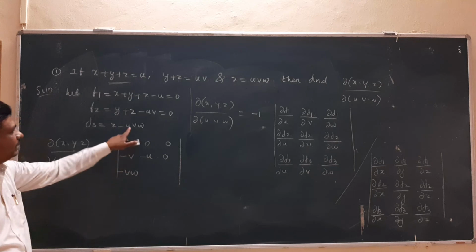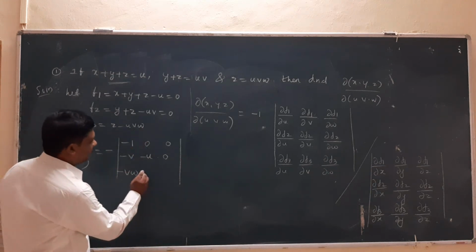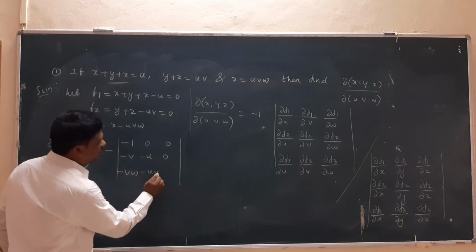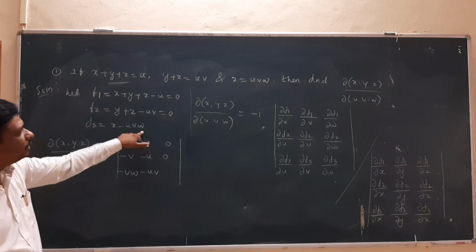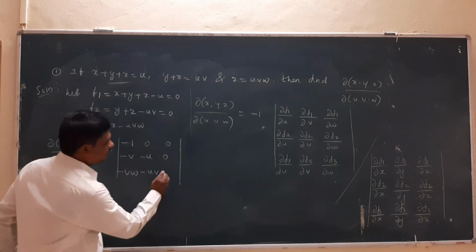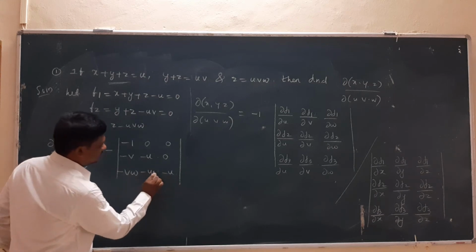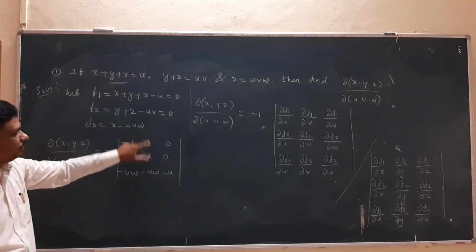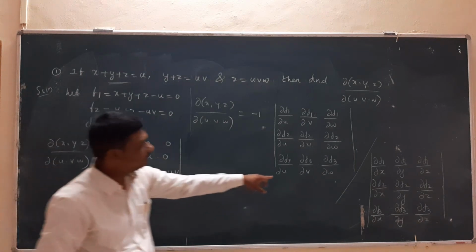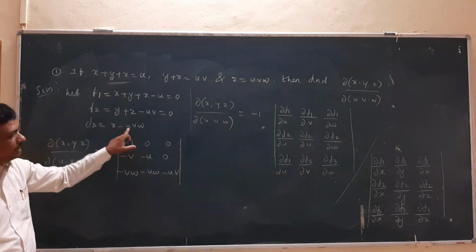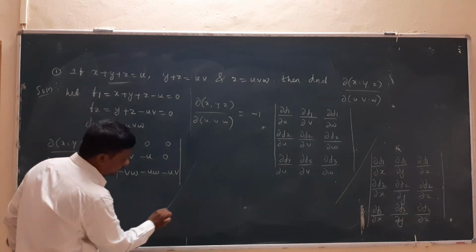F3 with respect to v, z is again 0. Here u and w are constant, derivative of v is 1. That is minus uw. So the last one is F3 with respect to w, which is minus uv. So the derivative of F3 with respect to v is minus uw, and this one is minus uv. So divided by.